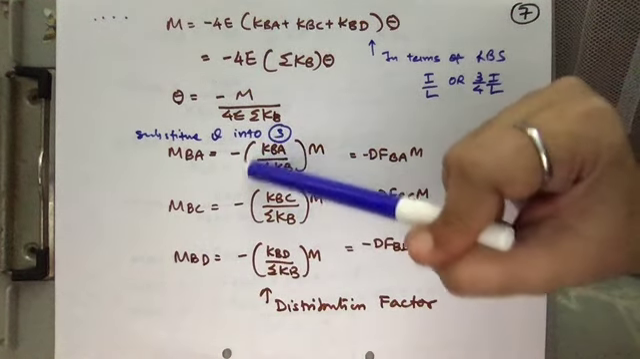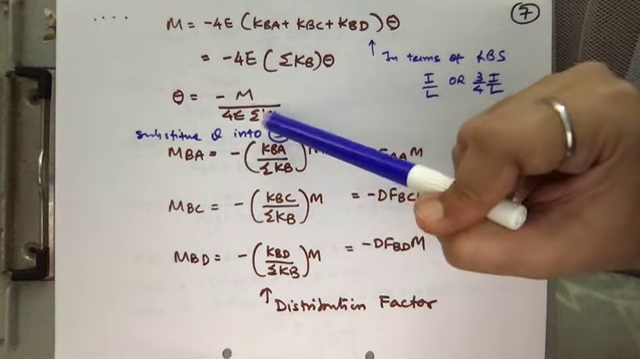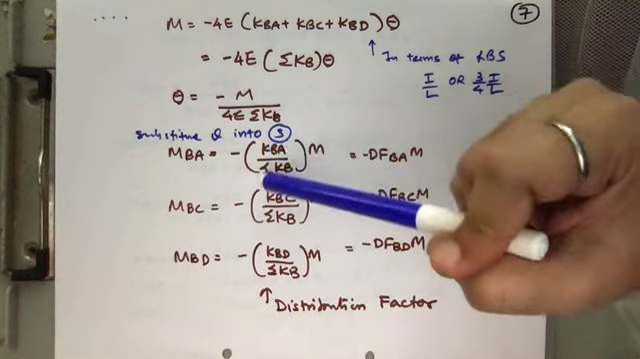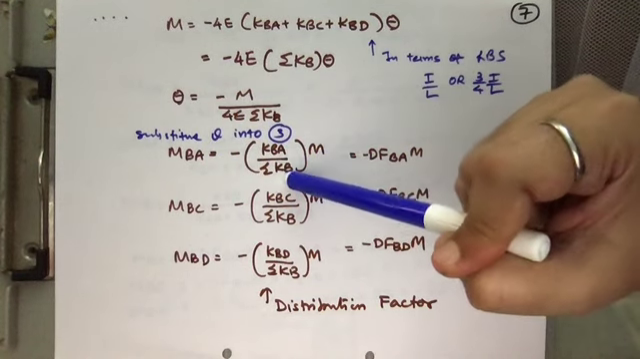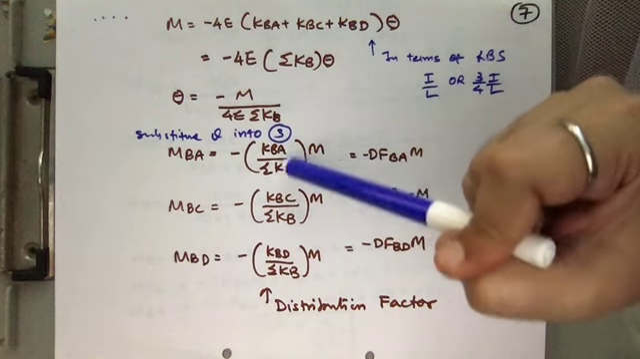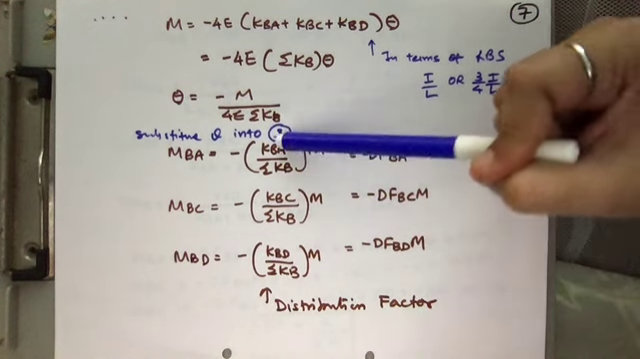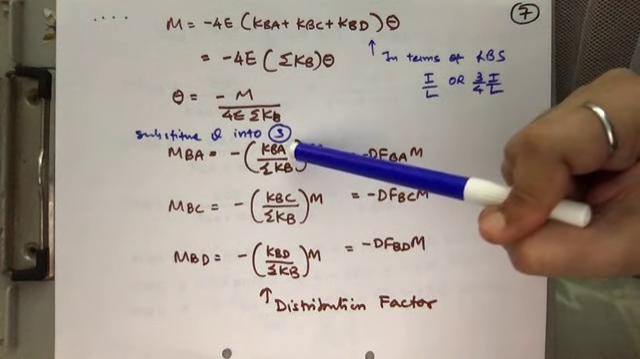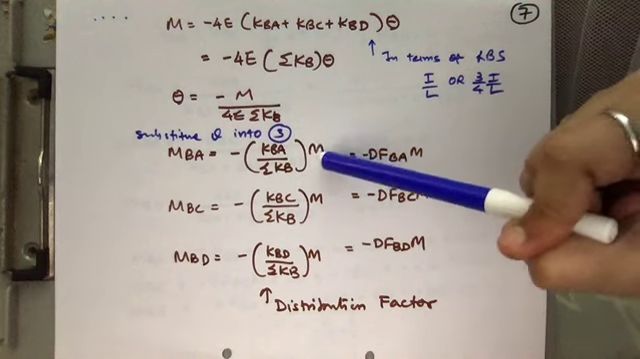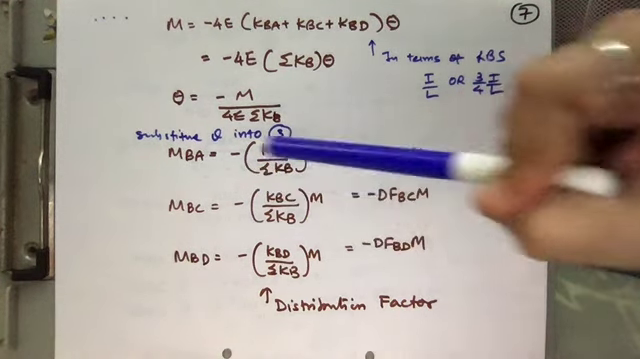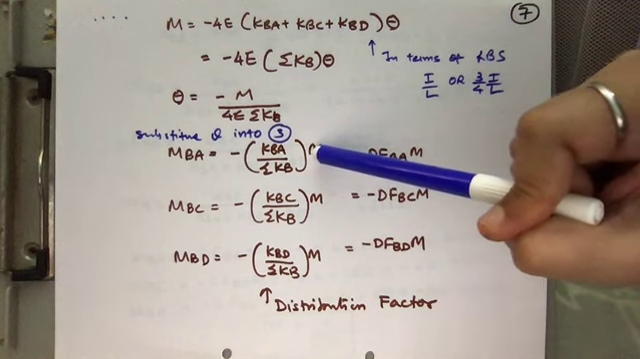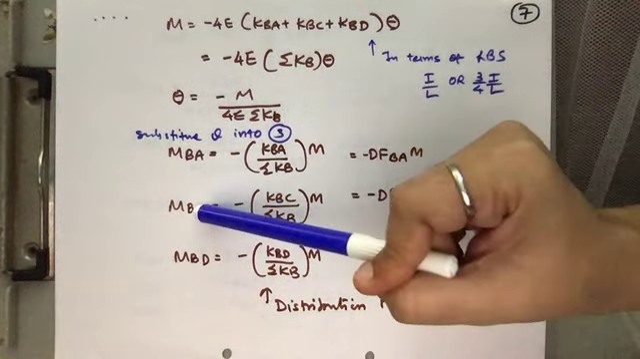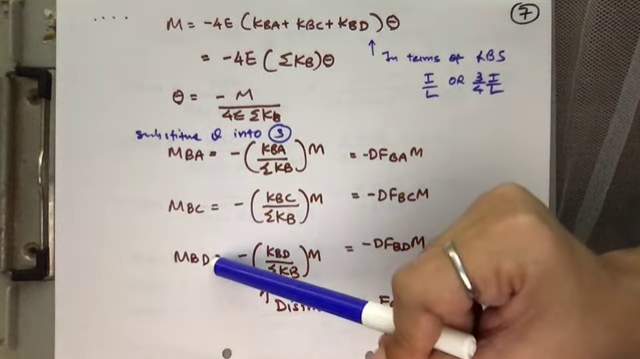From this equation it turns out to be sigma kb, and this is kba. So what is MBA? It is minus kba divided by sigma kb into M. What is kba divided by sigma k? This is called the distribution factor. Now what is the distribution factor? It tells us, in that particular member, how much moment is distributed because of the applied moment M: how much of M is distributed in member BA, and how much in member BC.